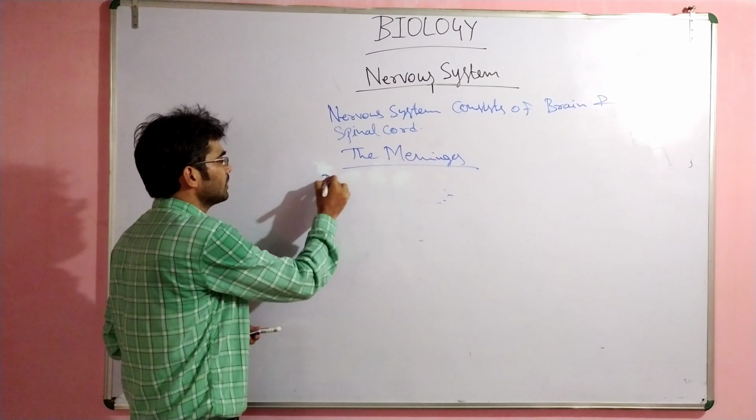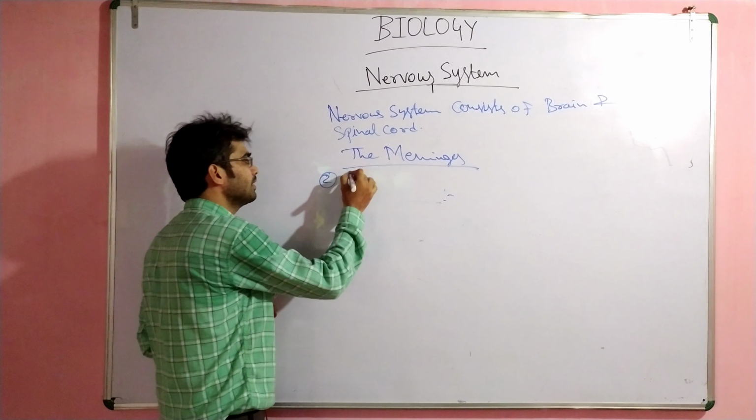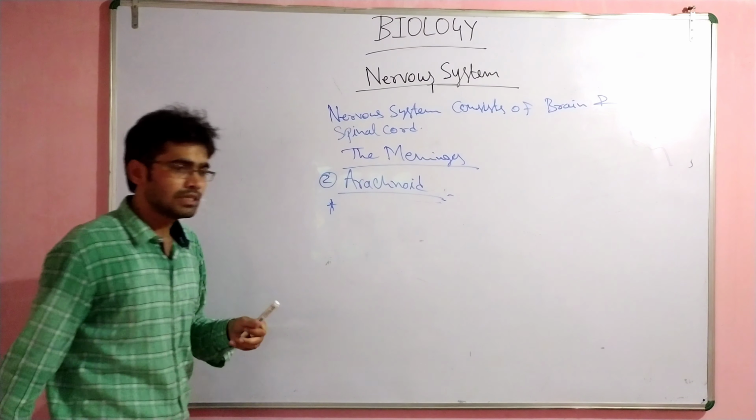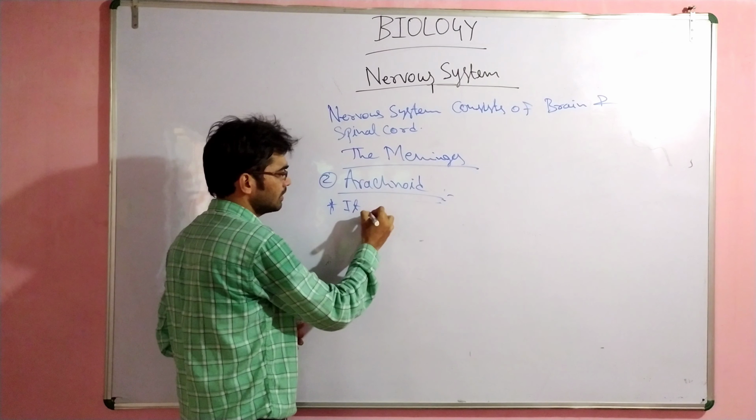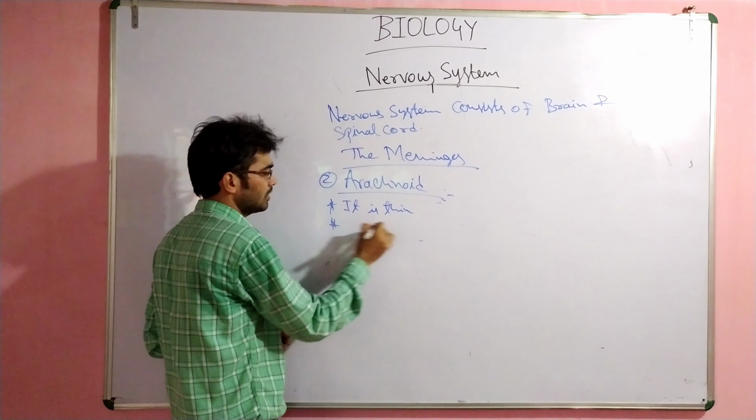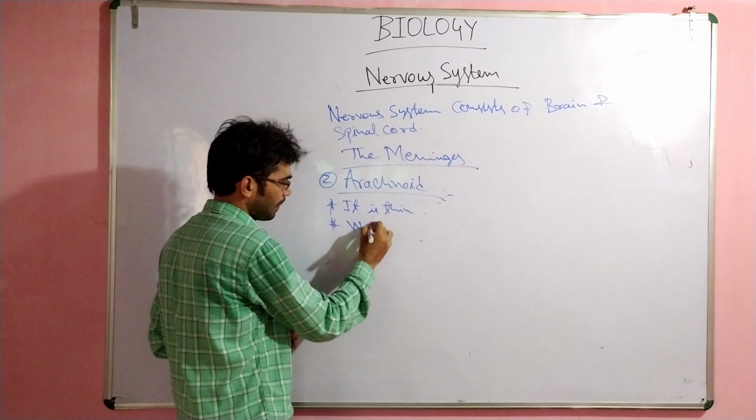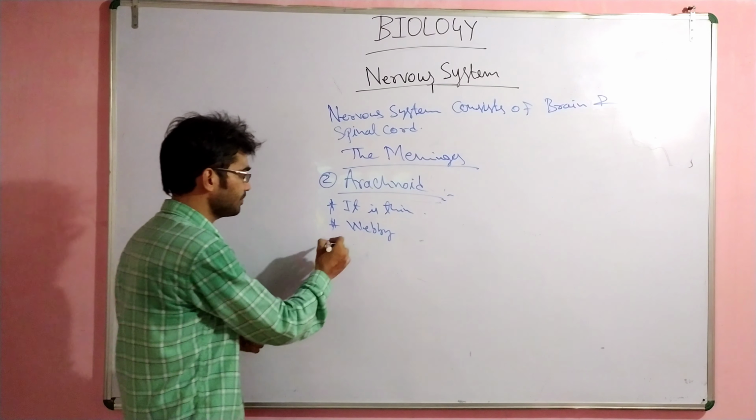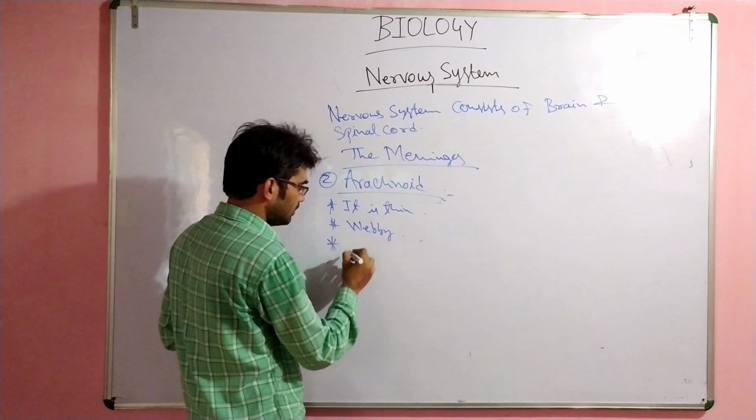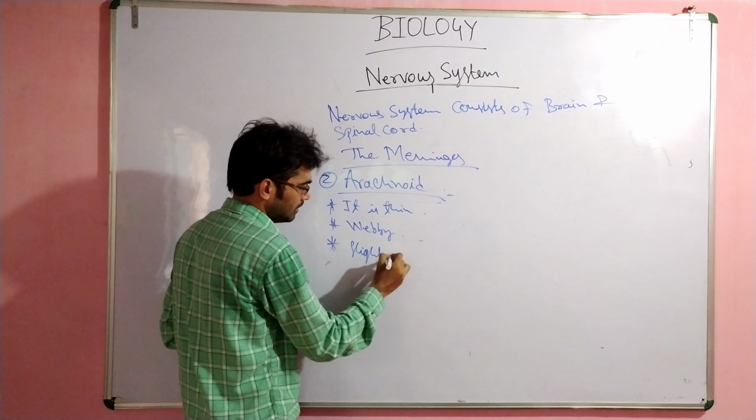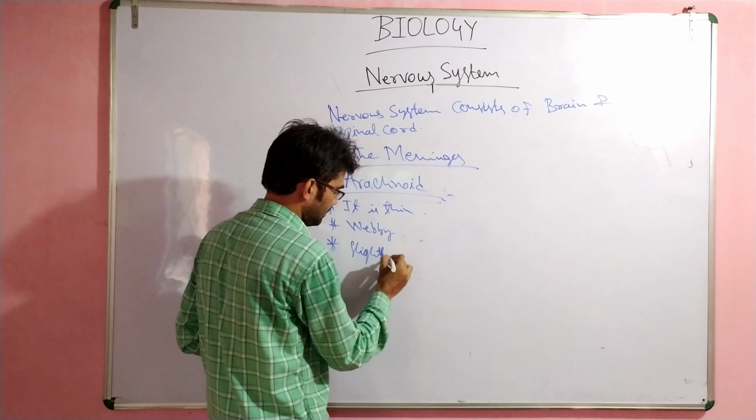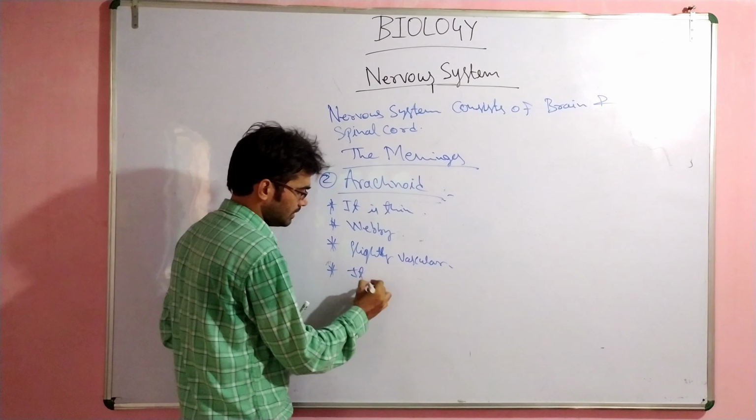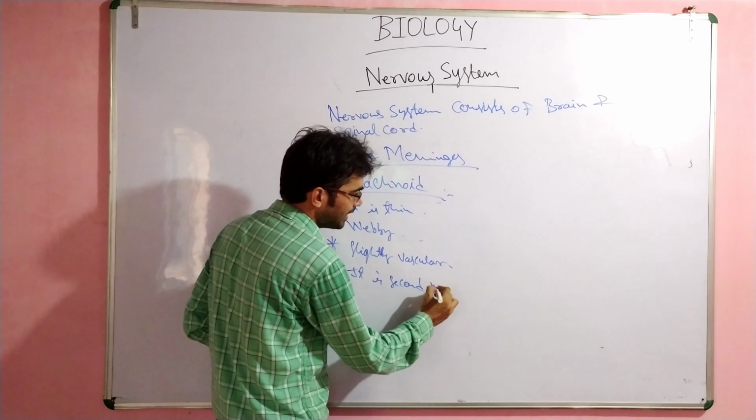Now the second one is the arachnoid meninges. It is also thin. Wavy. That I will demonstrate with the help of a schematic diagram. Slightly vascular. It is the second meninges.